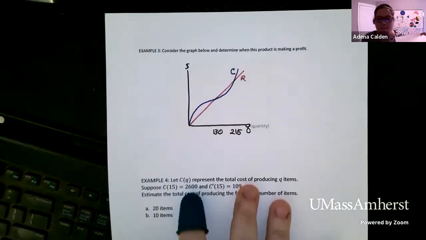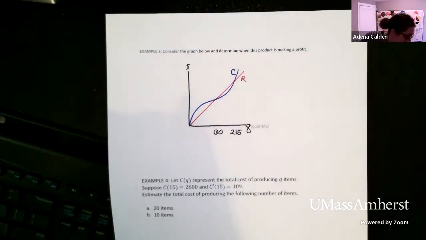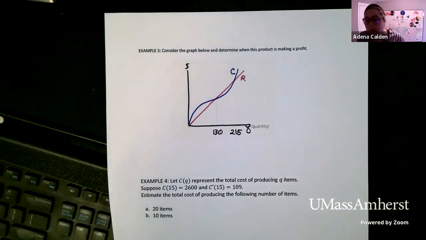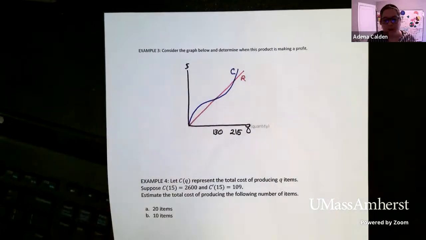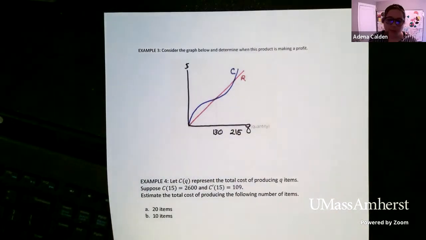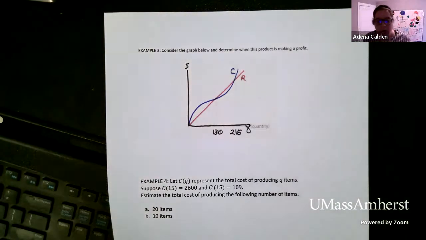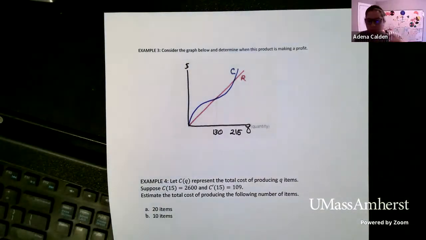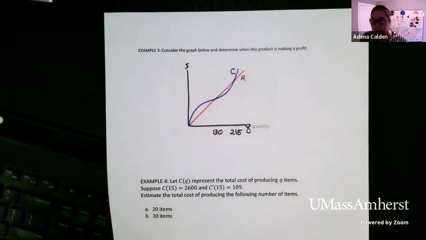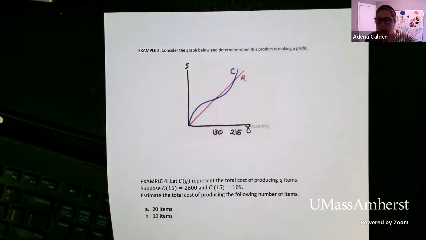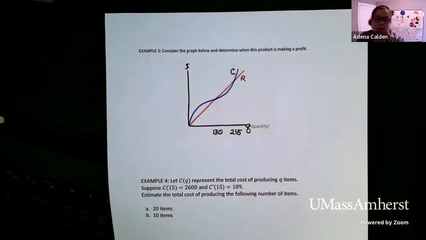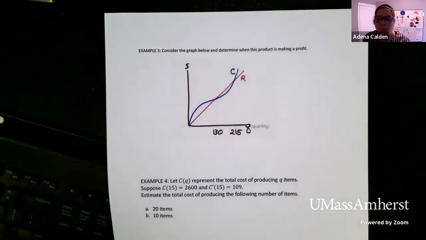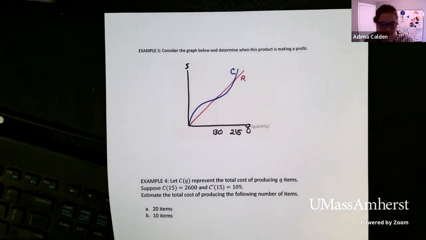Okay, so the next example, the actual question itself is not terrible, but there's a lot of analysis that's going to happen behind the scenes of this graph that we're going to need to talk about. So I want to talk it through, and then I'll have you try the other example after, but there's a lot of information I want to give you that's not asked in this question, but is relevant to this type of picture. So example 3 says, consider the graph below and determine when this product is making a profit.